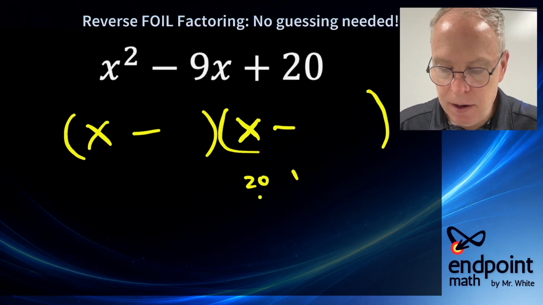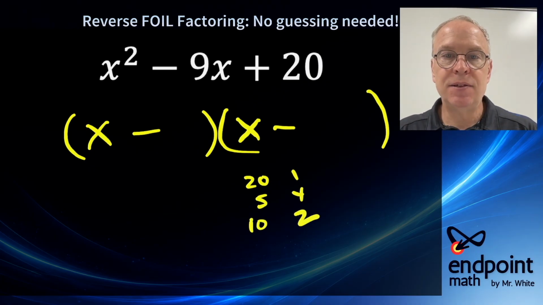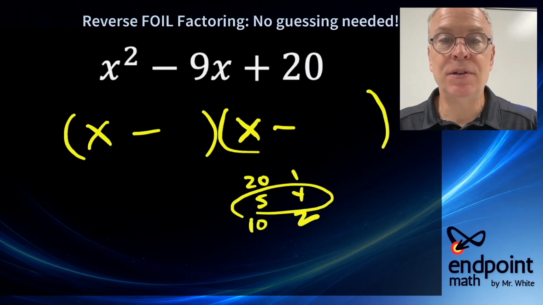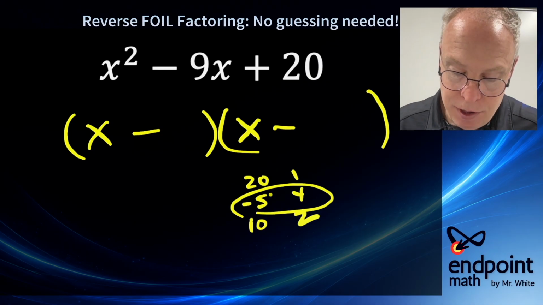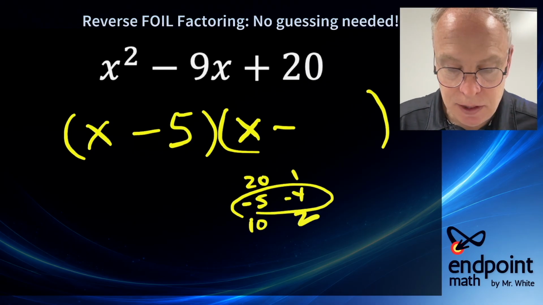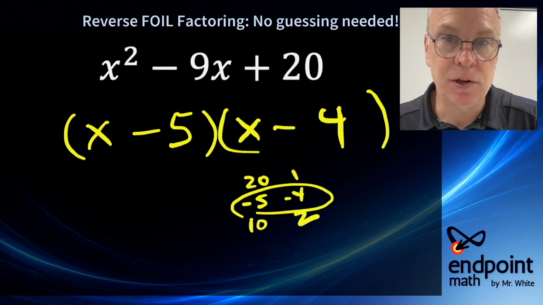Now, how do you make 20? 20 times 1, 5 times 4, 10 times 2, and I think that's it. Now, do any of those add up to be 9? 5 and 4 adds up to be 9. And if they're both negative, then they add up to be negative 9. But we already put the minus signs in there, so we're good. So x minus 5, x minus 4 is the factorization for that.